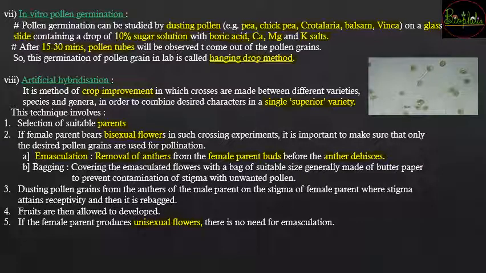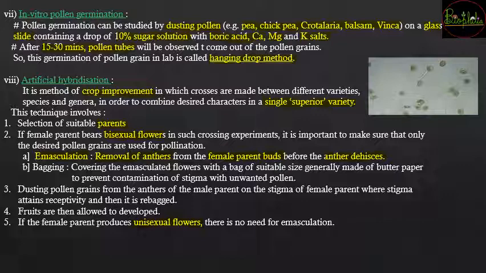Because the female parent that has been chosen by you should not have anthers, क्योंकि अगर anthers उसमें रह जाएंगे then on maturation there is a high chance of self pollination, और self pollination की वजह से the female parent can get fertilized from the same anthers. So to avoid that, you are going to remove the anthers, and removal of anthers from the female parent buds will be called as emasculation.